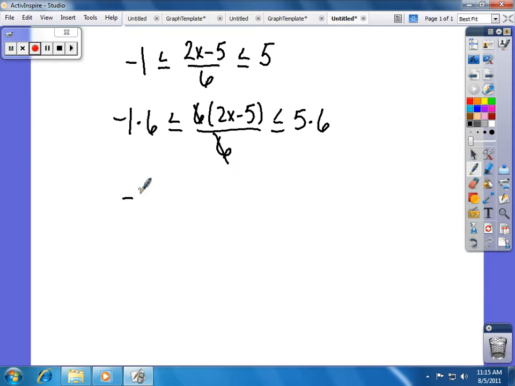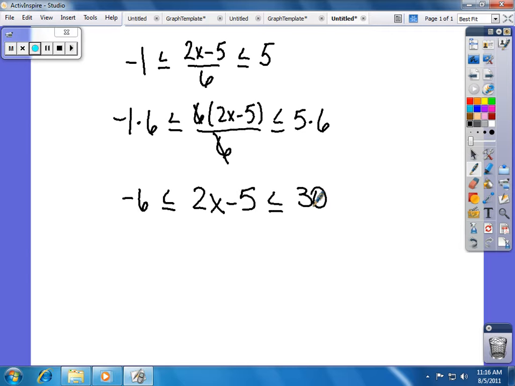So now we have -1 times 6 becomes -6, which is less than or equal to 2x minus 5, which is less than or equal to 30. And again, as a reminder, we had to multiply every term by 6, because whatever you do to one term, you have to do to all the others in your equation. Otherwise, you have fundamentally changed the equation, and that's bad.